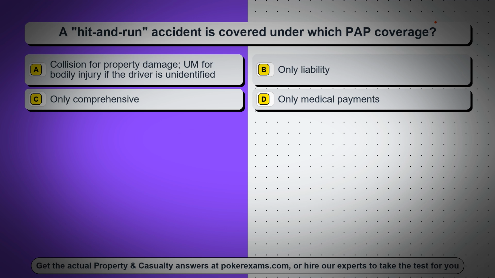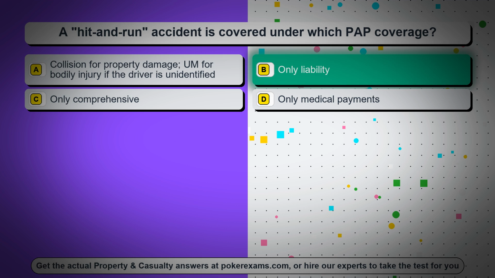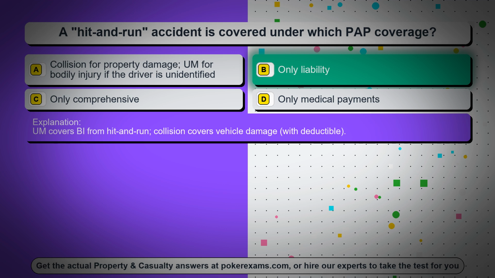Option D, only medical payments. The correct answer is option B, only liability. Covers by from hit and run, collision covers vehicle damage, with deductible.